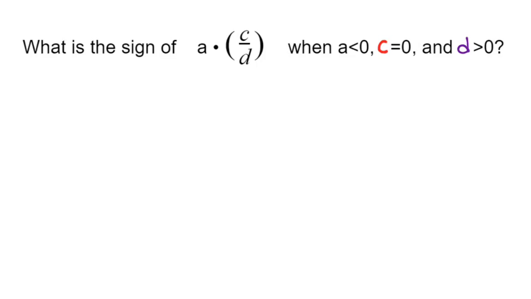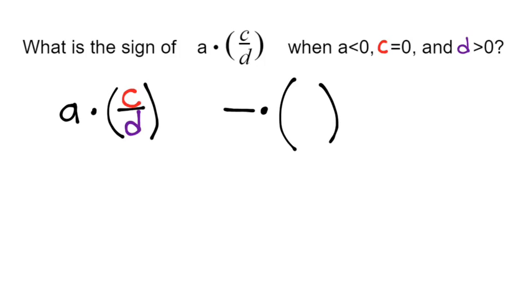I start out by writing my problem, and then I go through. What is a? It says here a is less than 0, so that makes it a negative. Then I go to c, which is 0, and d, which is greater than 0. So I have a negative for a, and then in parentheses the c is 0, and the d is greater than 0, so a positive. Then 0 divided by a positive number is 0, and 0 times a negative is 0. So this results in a 0 for our sign.